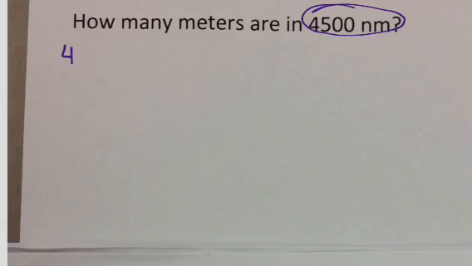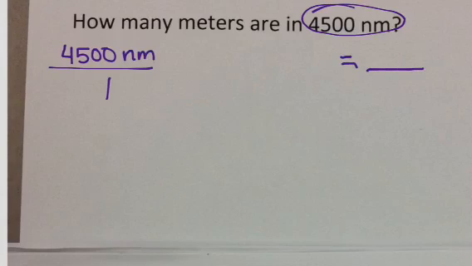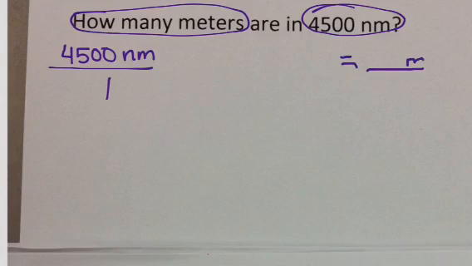So 4,500 nm, nanometers, over 1. Then step 2, create an answer line and decide what the label for the answer is going to be. So go back to the question, how many what? Meters. The abbreviation for meters is m, lowercase. Has to be lowercase.